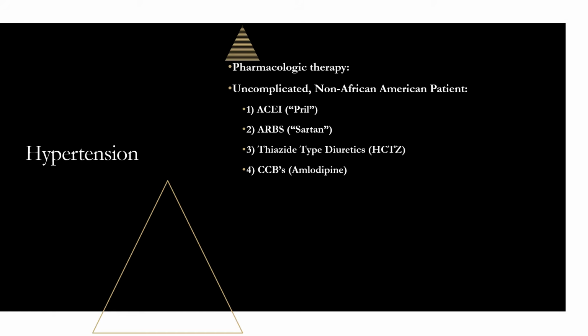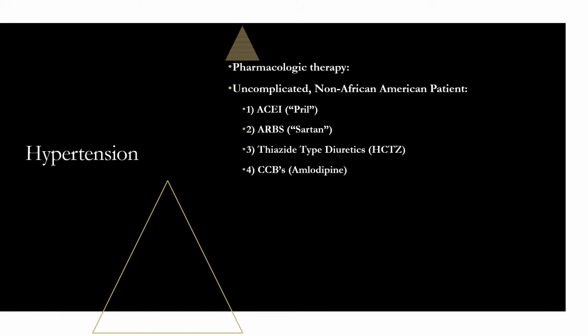For calcium channel blockers, most often you're going to choose a dihydropyridine, like amlodipine, which is one of the more commonly used. So you have a patient, uncomplicated, they're not diabetic, they don't have any chronic kidney disease, they're a non-African American patient. You can choose any one of these 4 classes, and they're all right. So it's ACE inhibitors, ARBs, thiazide type diuretics, or calcium channel blockers. Any one of those. Really know that. That's important because that's going to get you your answer to the question.